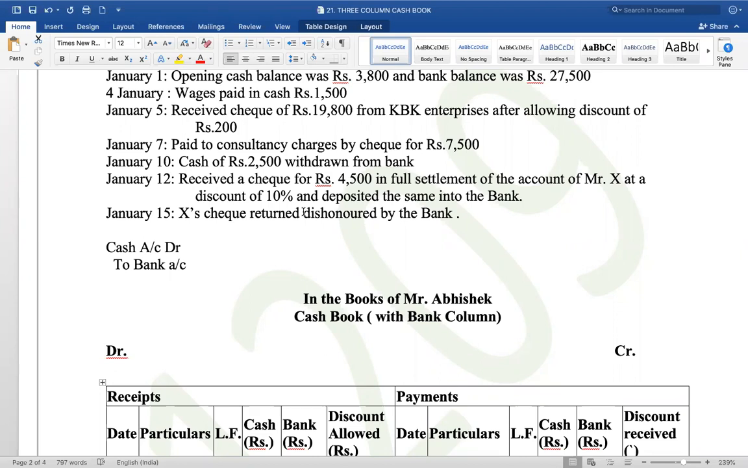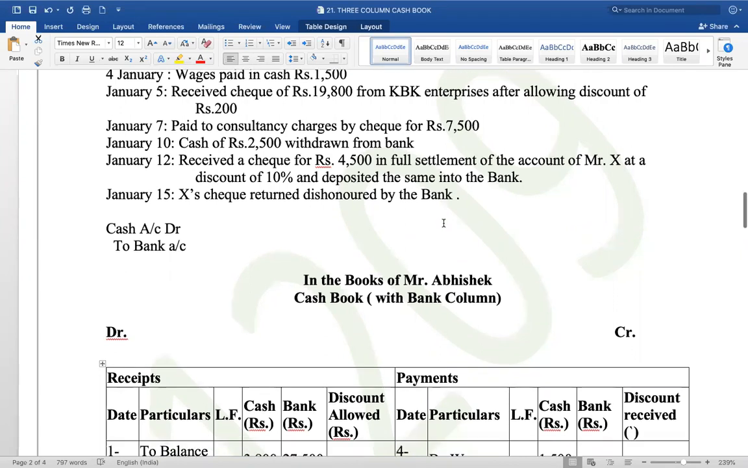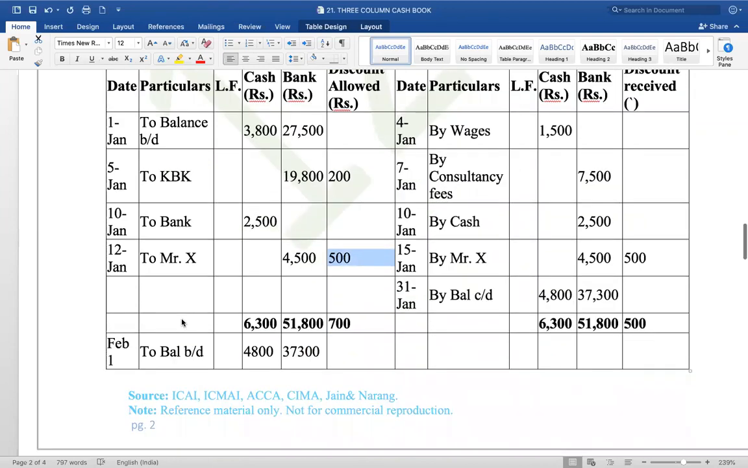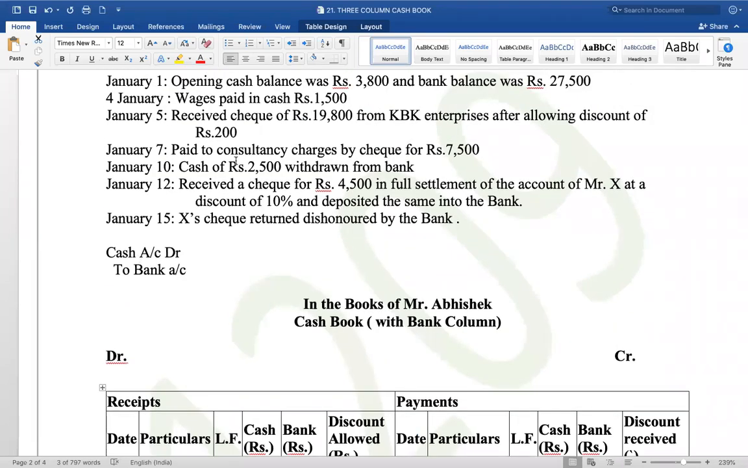So, X's check returned dishonored by the bank. When we received the check, we debited the bank, and we debited 4,500 by writing to Mr. X. We have received the check from Mr. X and debited. Now, the same is dishonored.